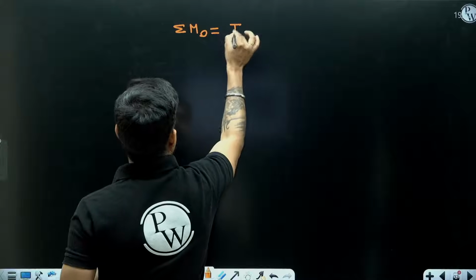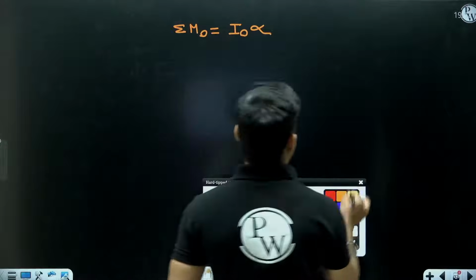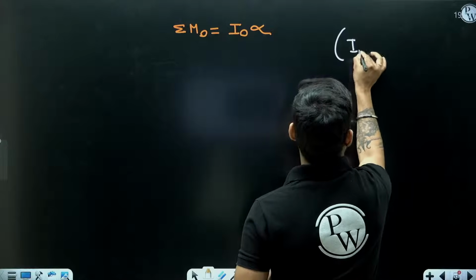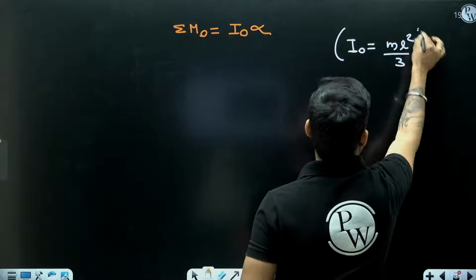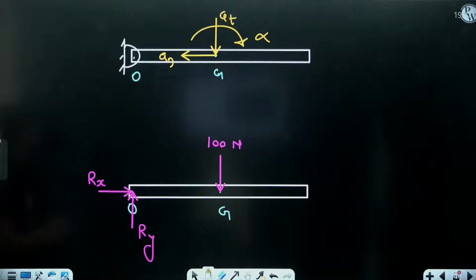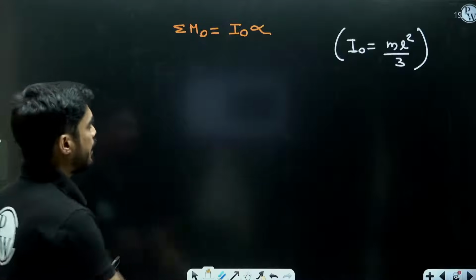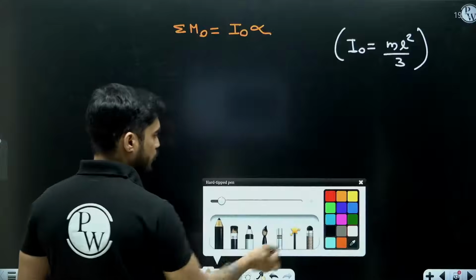I can write it like this. Now what will be the moment of inertia about point O? ml square by 3, because point O is the end of the rod. If you take moment of inertia about the end, it is ml square by 3. If you take moment of inertia about G, it is ml square by 12.